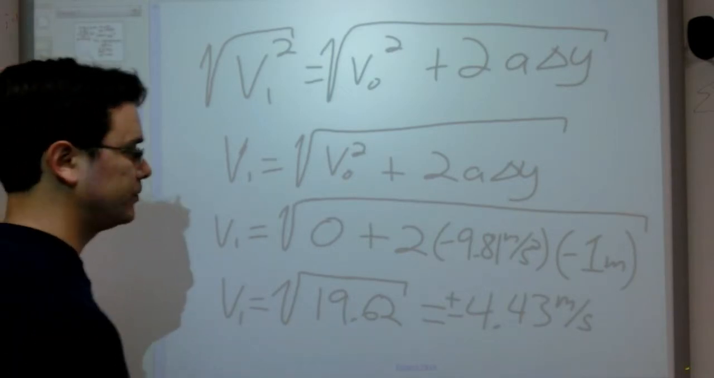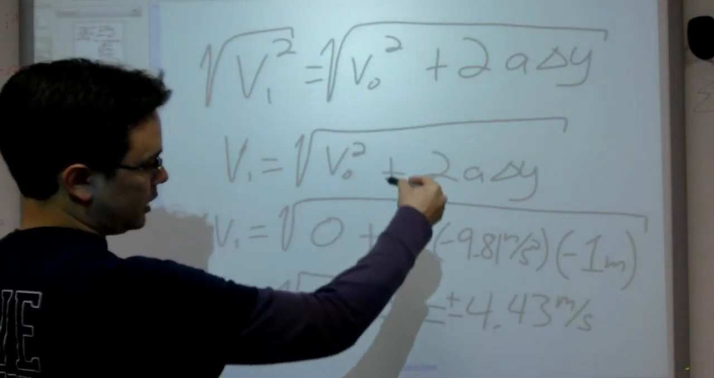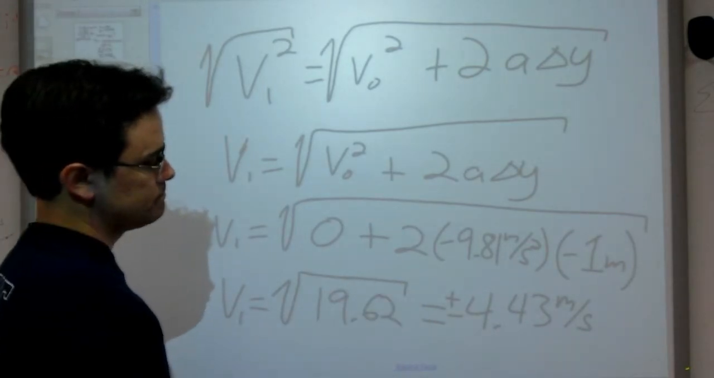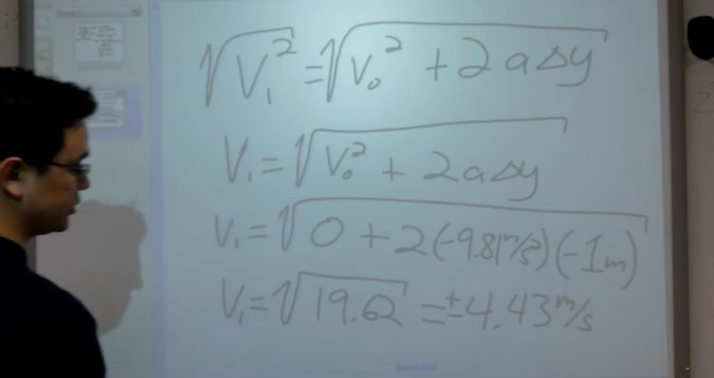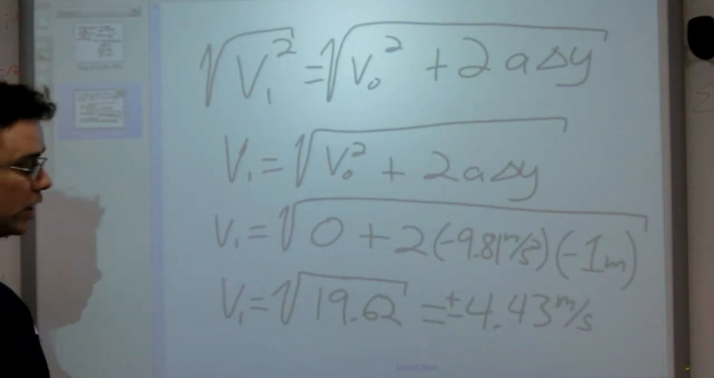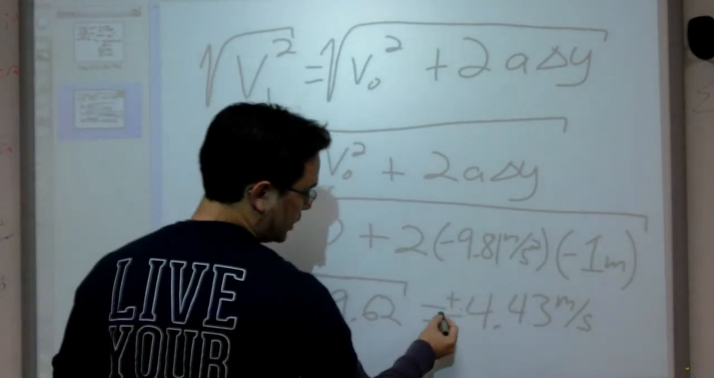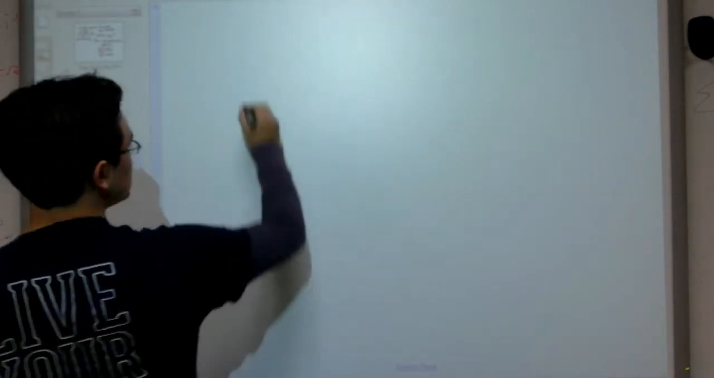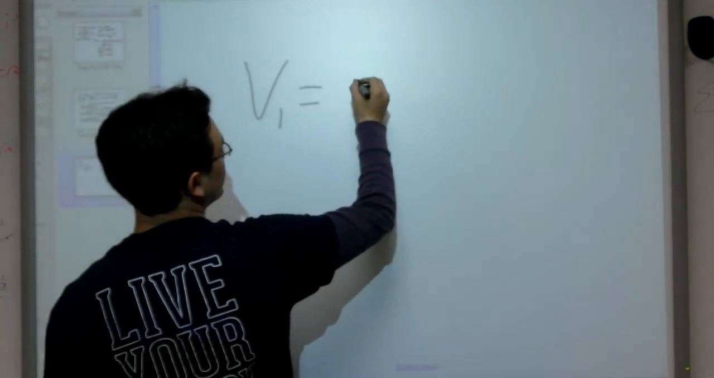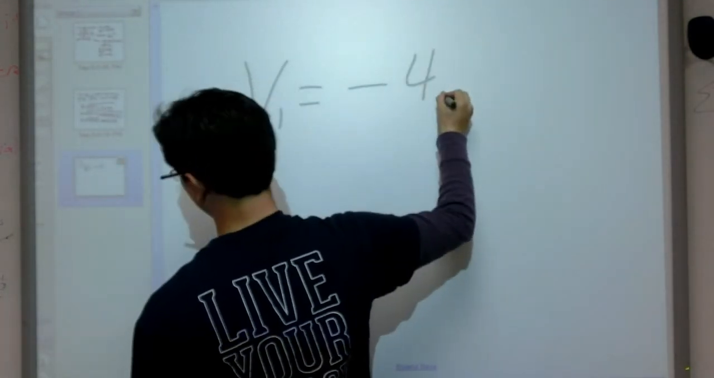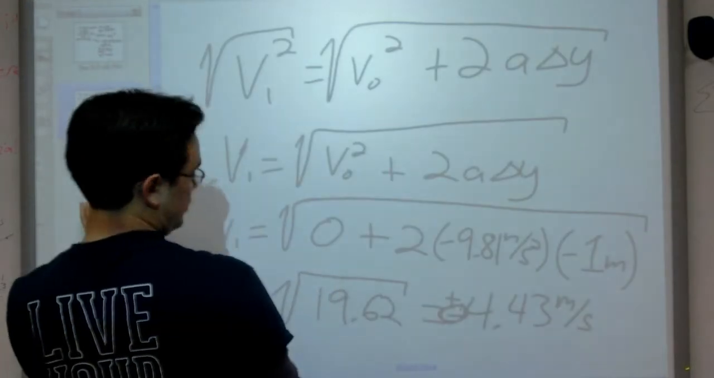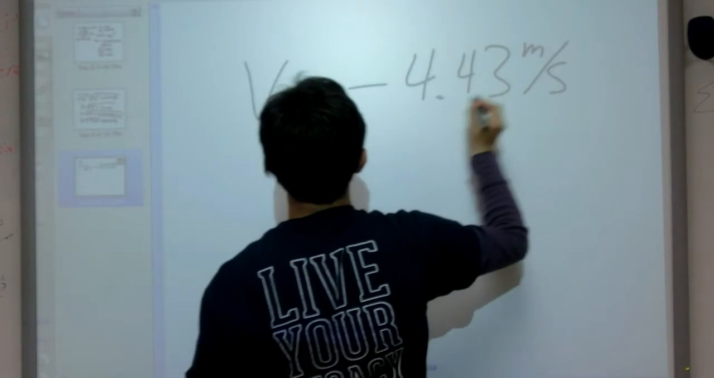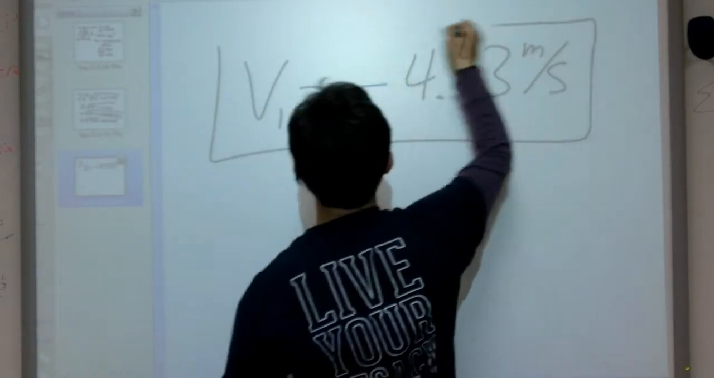So let's stop and think. If I have a pen that's falling and it hits the ground, which way is its velocity pointed? Well, it should be pointed downwards because it's falling down. So if the velocity is pointed down, that means we need a negative. So our end solution on this, v final, equals negative 4.43 meters per second. Put a square around that.